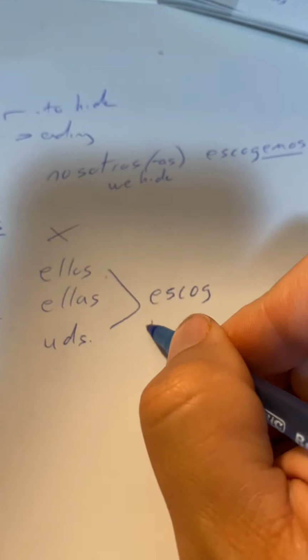For an AR verb, it's an AN. So for an ER verb, it must be an EN. Escogen. Now I want you to notice a couple things. Let me point out to you. And here, shoot, I'm just going to move it to that.